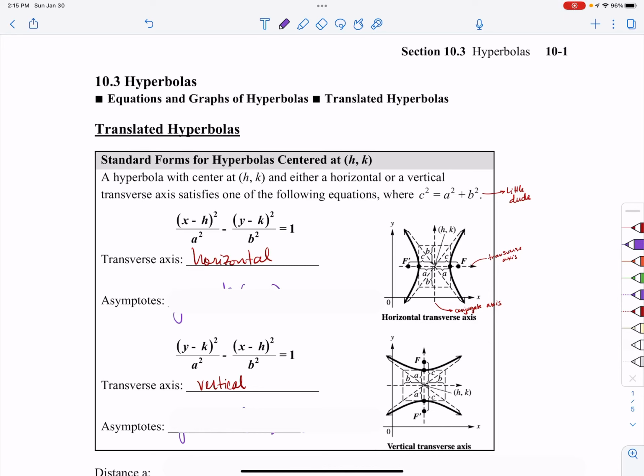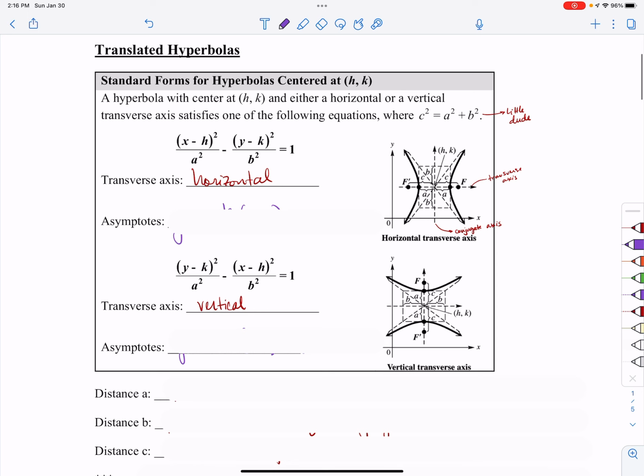Hey folks, so this is going to be a video on hyperbolas. The plan is to do 3 separate videos, the first of which is going to be just an introduction to hyperbolas. So a couple things to point out when we have a hyperbola is that, first of all, the center is going to be at (h, k).